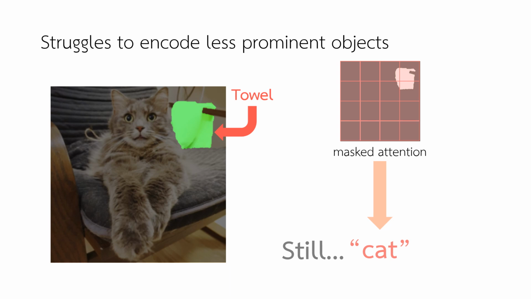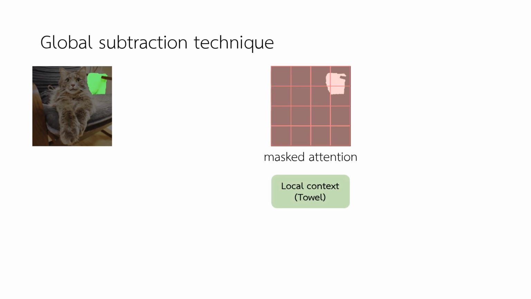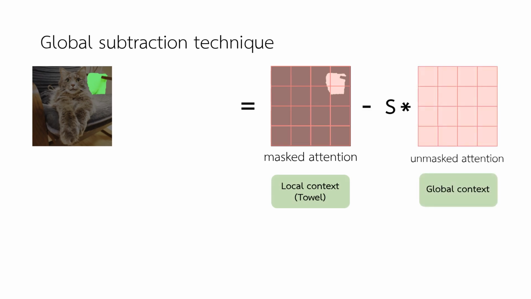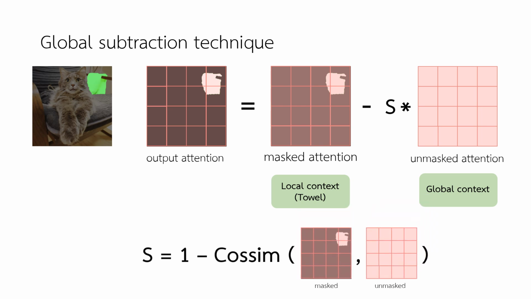This can happen because the information related to the most prominent object tends to dominate and become globally present in all patch tokens. To address this, we propose a global subtraction technique, which subtracts the global context, computed from the values of the original unmasked attention, from the masked attention values. The scaling S determines how much global context should be removed and is estimated automatically based on how prominent the segment is. The less prominent the object is, the more we remove. To achieve this, we compute S based on the cosine similarity of the masked and unmasked attention values themselves. This helps balance global and local contexts and bring out more towel in the final embedding.